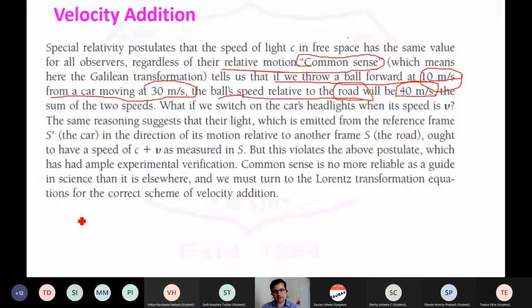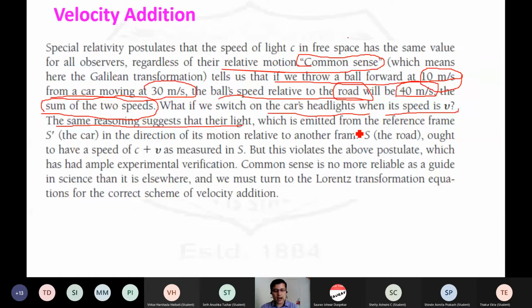So the stationary observer observes the ball moving in the same direction as the car. The car's speed is 30 meters per second and the ball speed is 10 meters per second, so the resultant ball speed with respect to the road will be 40 meters per second. That is the sum of the two speeds that we generally do with the Galilean approach, the classical addition law. But if we switch on the car's headlights, and now its speed is v, can we apply the same reasoning with light?